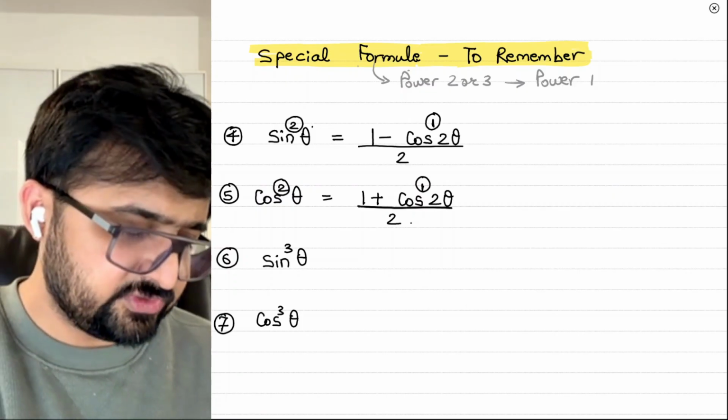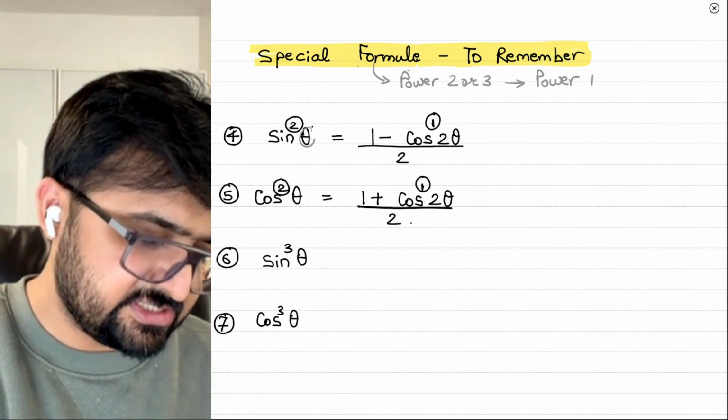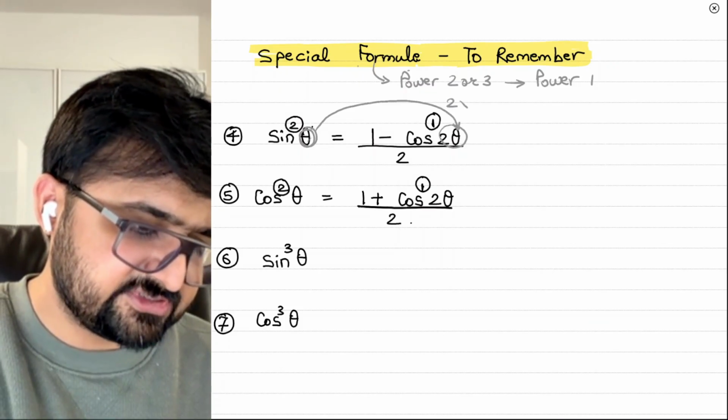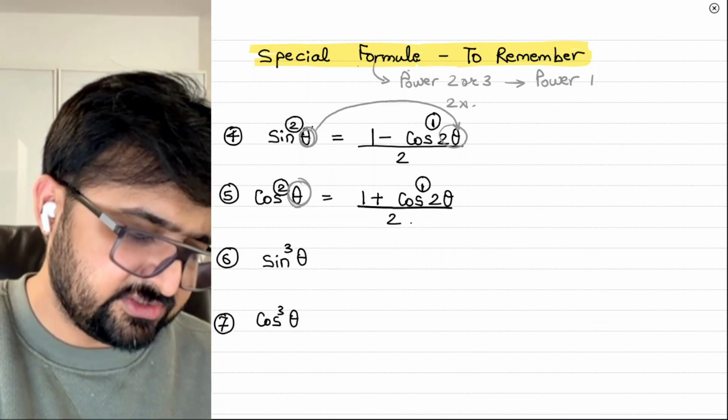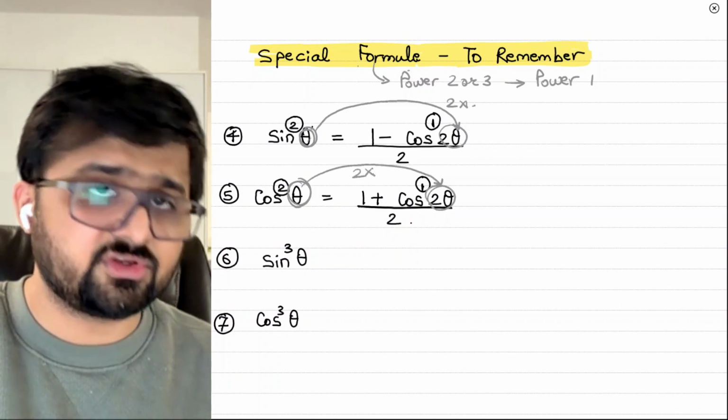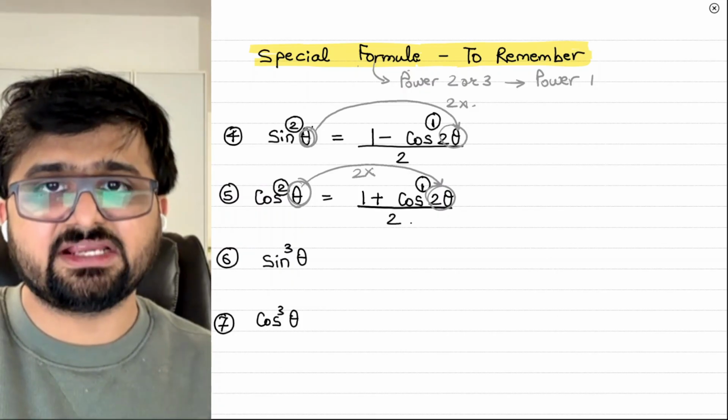Okay. Also note that the angle is halved. That theta on the left-hand side becomes 2 times theta on the right-hand side. So you have to double the angle on the right-hand side.